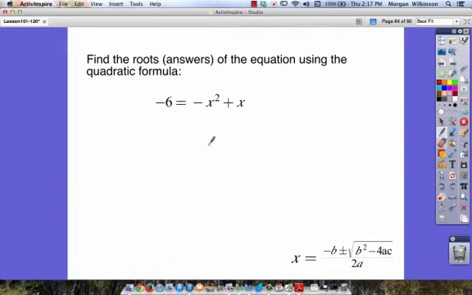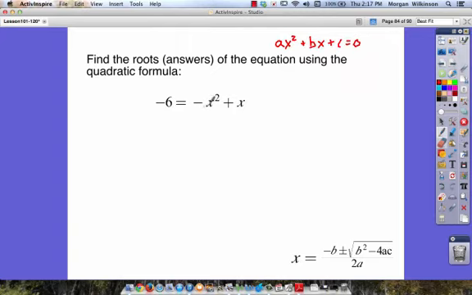All right, this one looks a little bit different. We have negative 6 equals negative x squared plus x. Now in this one, this isn't in that format that we were looking at earlier, ax squared plus bx plus c equals 0. So let's put it in that form.